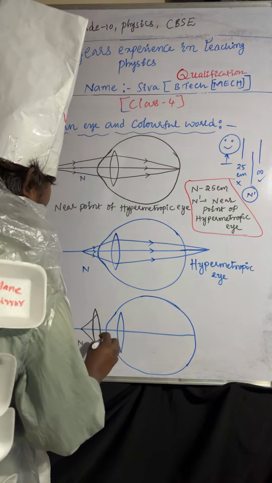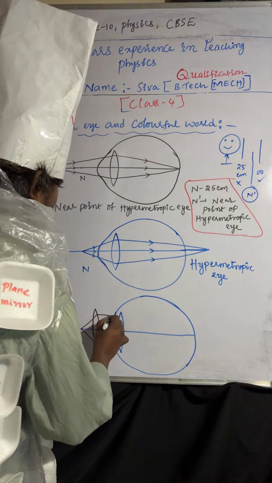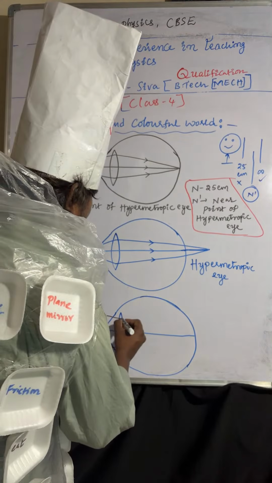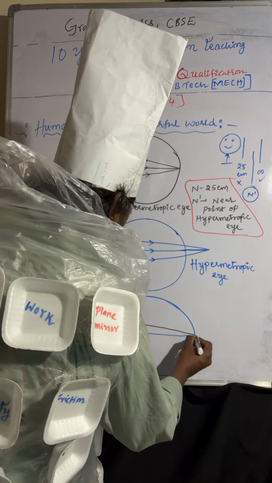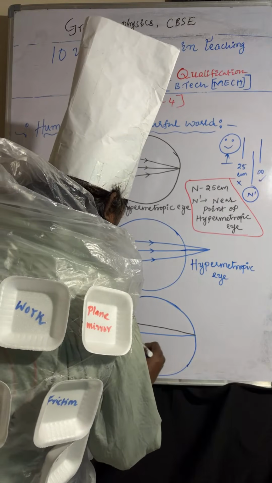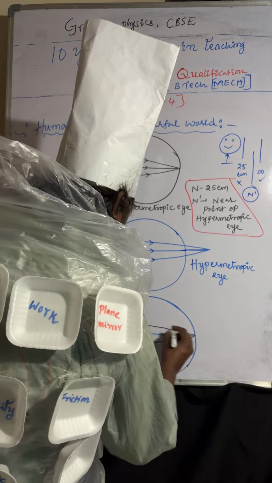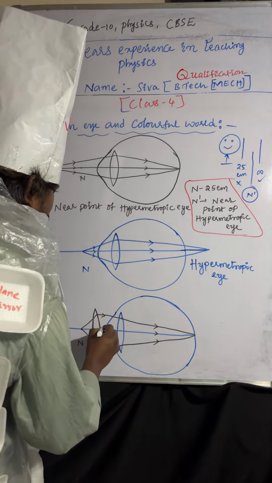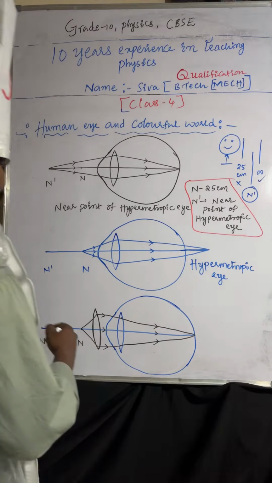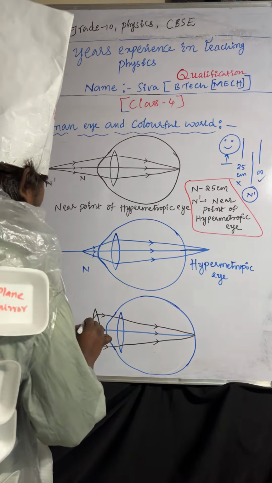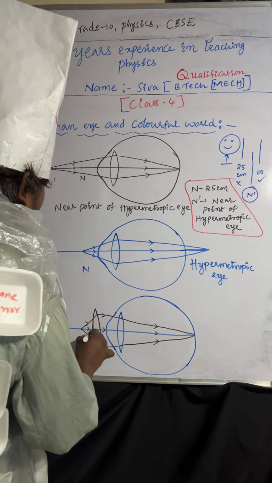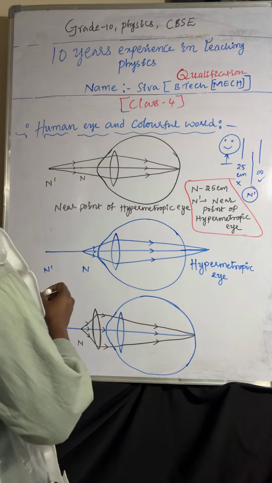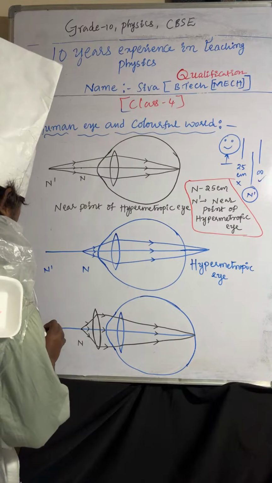So I have to take those light rays to the edge. So the extended light rays will meet at N dash. Okay. So these extended light rays.